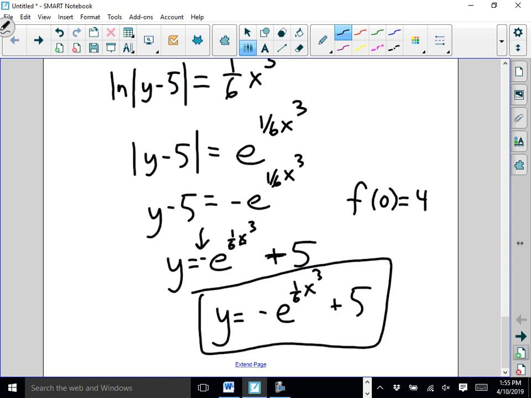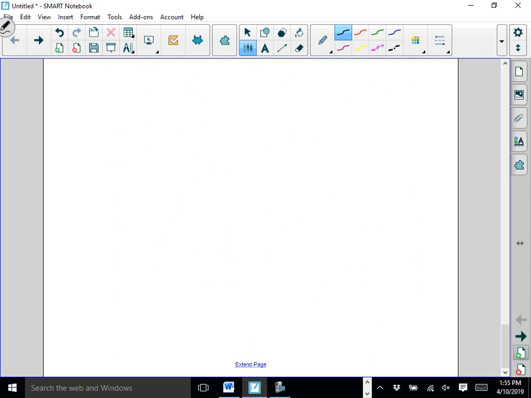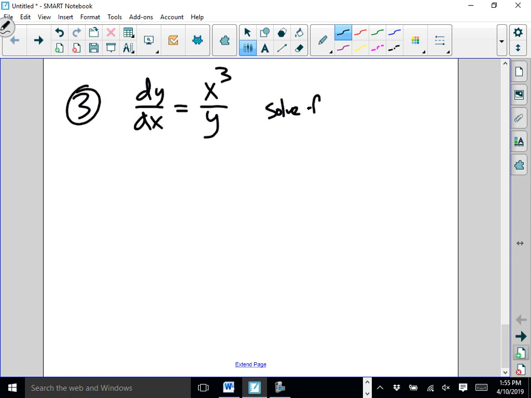Number 3. Again, whenever I pose the problem, I want you guys to stop and try solving it on your own. Problem 3. dy/dx equals x cubed over y. I want you to solve for the particular solution, y equals f of x, at the point f of 2 equals negative 4.